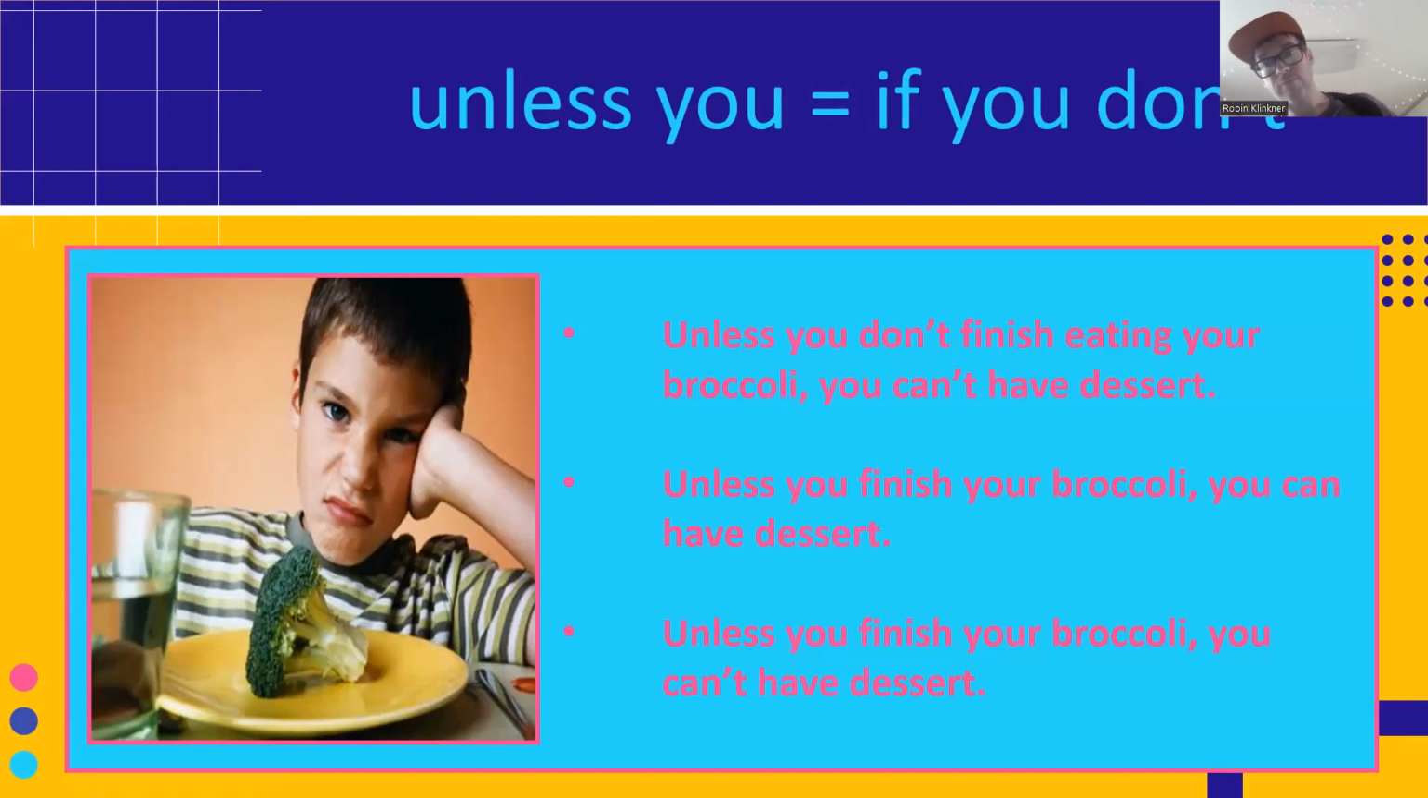Unless you is the same meaning as if you don't. So let's look at the first one. Unless you don't finish eating your broccoli, you can't have dessert. So unless you is the same as if you don't. If you don't. So it's like a double negative. So basically that means if you finish eating your broccoli, you can't have dessert. Doesn't make sense. Okay, let's replace unless you with if you don't.